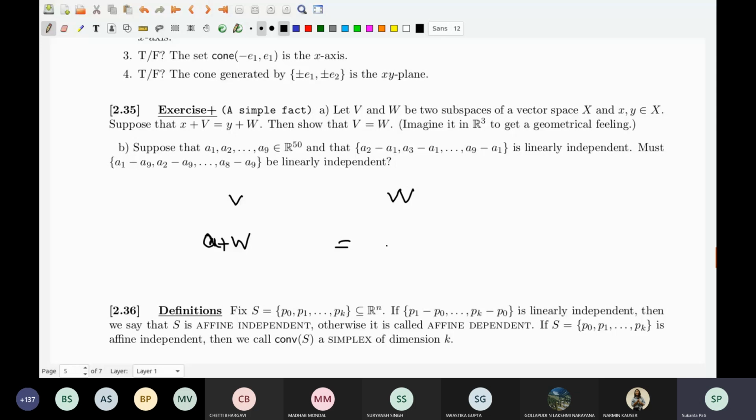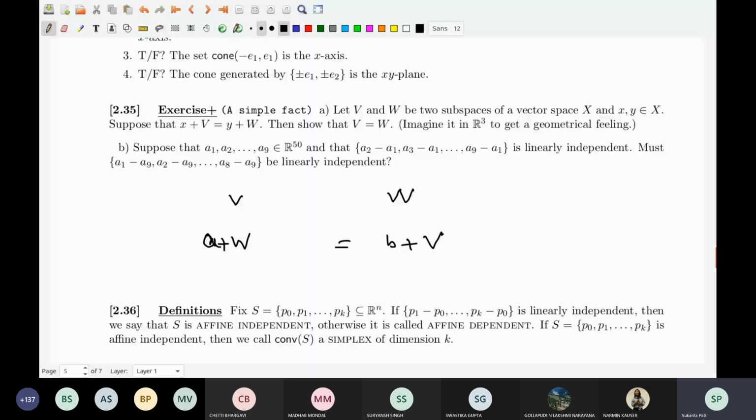A plus W is what? A translation of W. B plus V, a translation of V. Now from here, if this is given, then V is equal to W. It has to be the case.